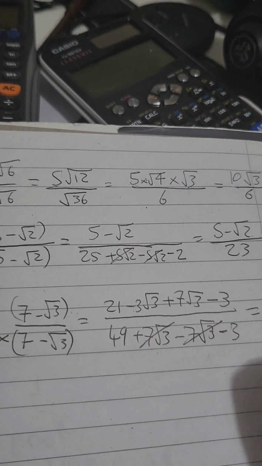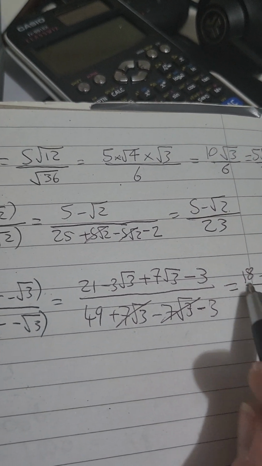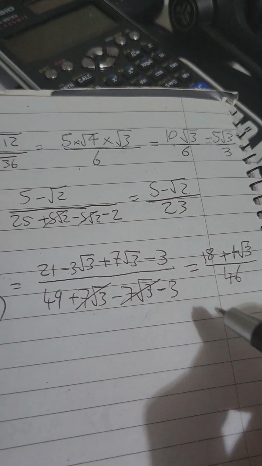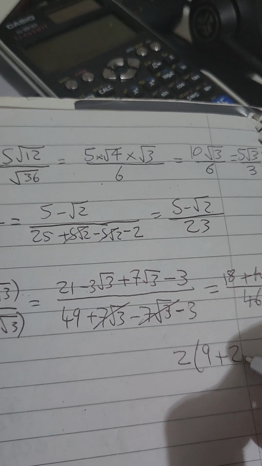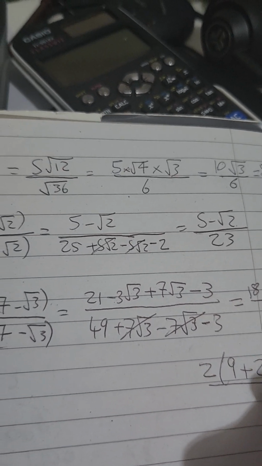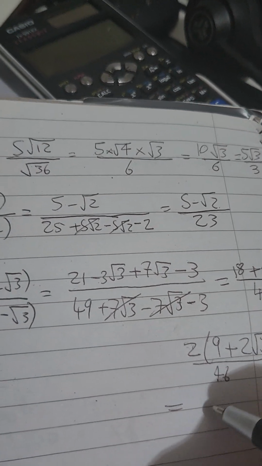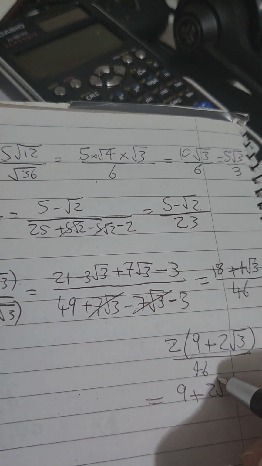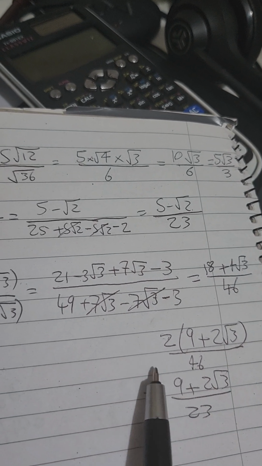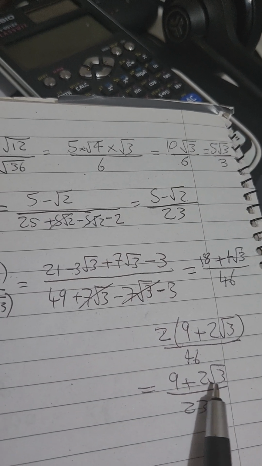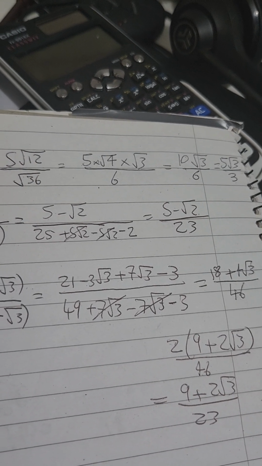Now, with this one, because we've got 18, 4 and 46, we can take out a factor of 2 from the top and 2 from the bottom. So if we have it as 2 bracket 9 plus 2 root 3 over 46, we can then cancel this down. So we end up with 9 plus 2 root 3 over 23. So again, we can still put our cancelling down provided. Now, there's no other number that goes into 2 root 3 and 9 to be able to cancel down any further. So I hope this helps.